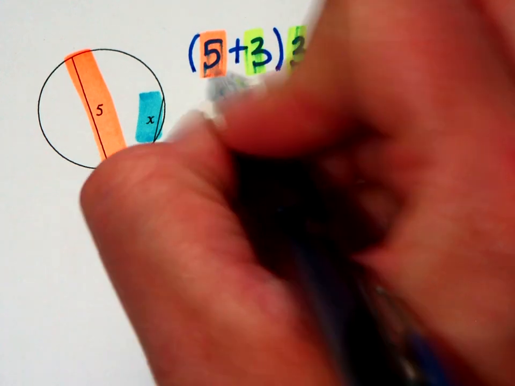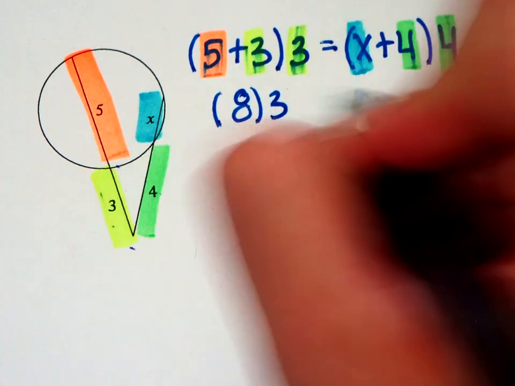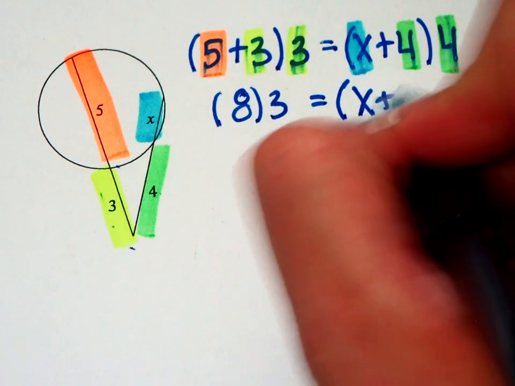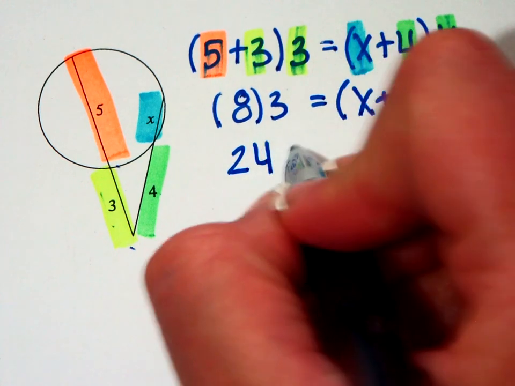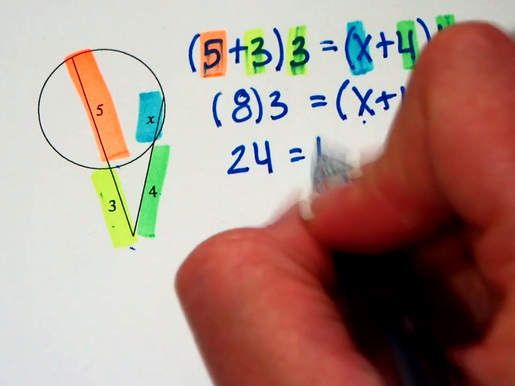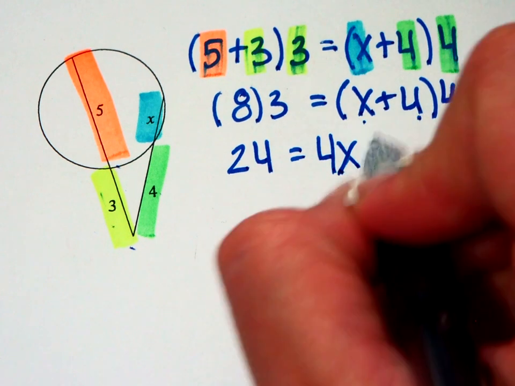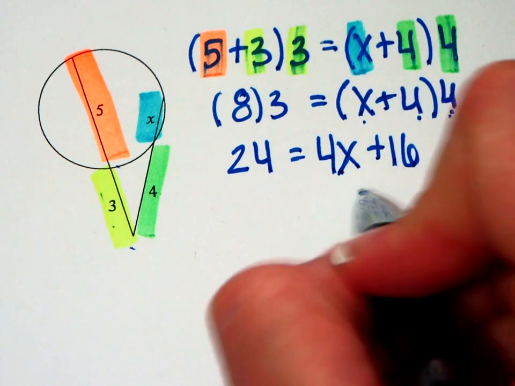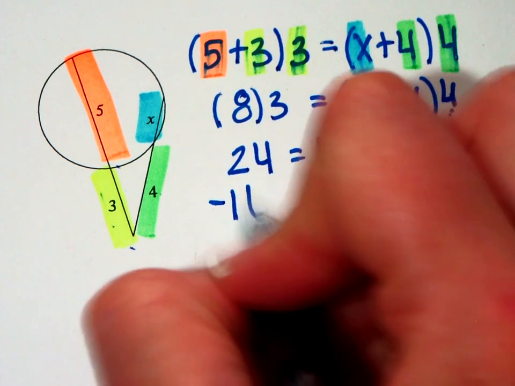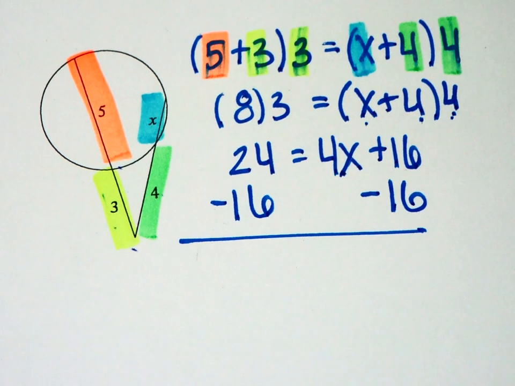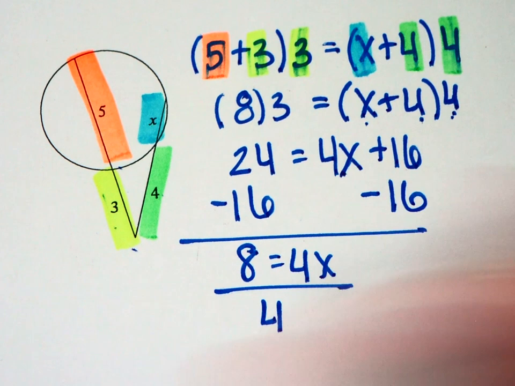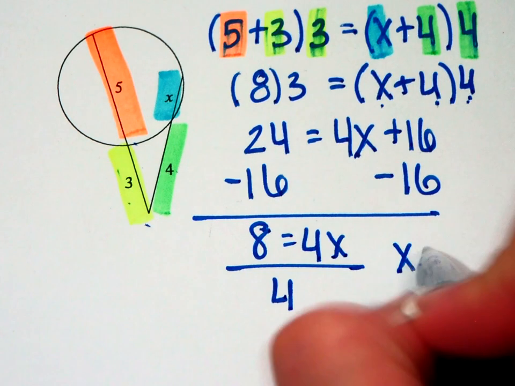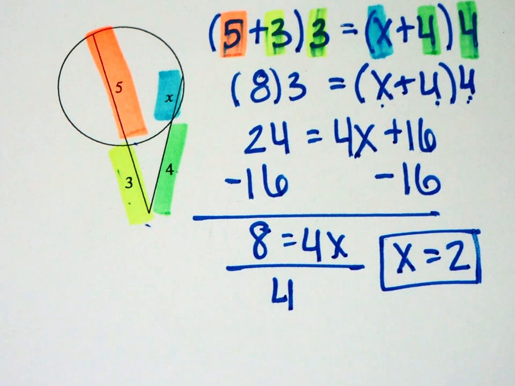So I'm going to simplify. 5 plus 3 is 8. And then I'm just going to bring all this down. 8 times 3 is 24. And then I'm going to distribute. 4 times x is 4x. 4 times 4 is 16. Solving for x, I'm going to subtract 16 to the other side to get 8 equals 4x. Divide by 4. 8 divided by 4 is 2.